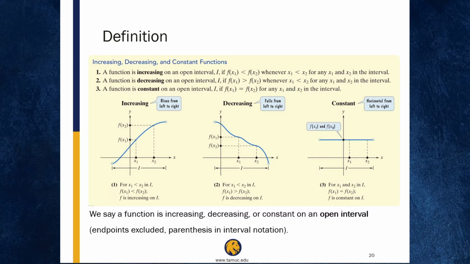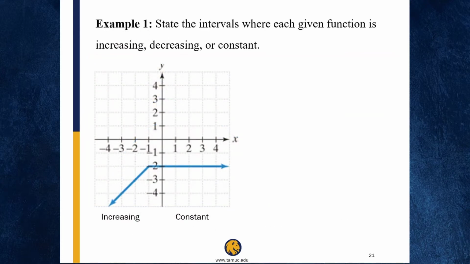Also, we say a function is increasing, decreasing, or constant on an open interval, which basically means the endpoints are excluded and we're using parentheses in interval notation when we talk about where this is happening. We also use numbers along the x-axis to write out the locations where a function is increasing, decreasing, or constant. So it'd probably be easier to look at some graphs and then determine increasing, decreasing, or constant intervals from there.